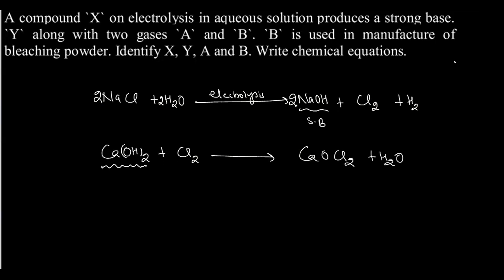So here we can say that in the question it is mentioned that there are two gases, A and B. B gas is used for manufacturing the bleaching powder. So B gas is this one, A gas is this one, and this is the Y compound. Sorry, this is the Y compound, and this one is the X compound.